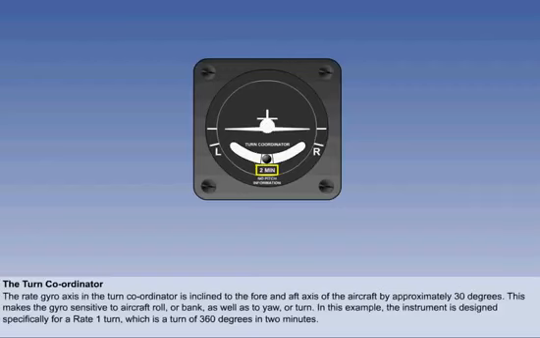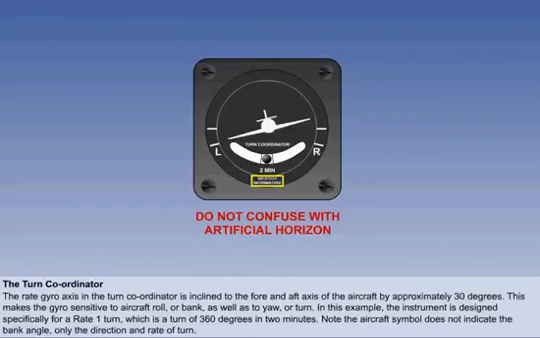In a normal banked turn, the aircraft symbol tips in the direction of the turn, and by keeping the aircraft symbol aligned with the specific marker, and by also keeping the ball in the center of the slip indicator, a balanced rate 1 turn will be achieved. Make a note, however, that the aircraft symbol does not indicate the bank angle, but only the direction and rate of turn, and it is not to be confused with the artificial horizon, which it can resemble in appearance.